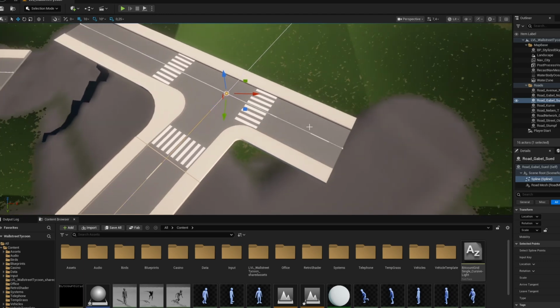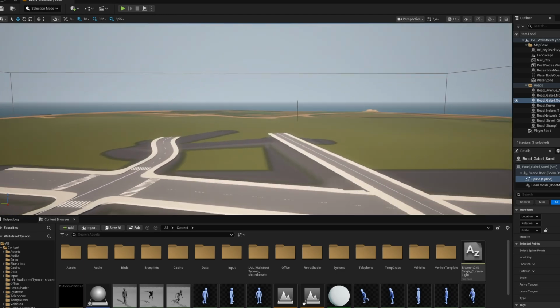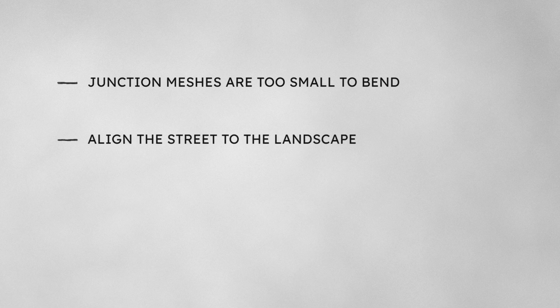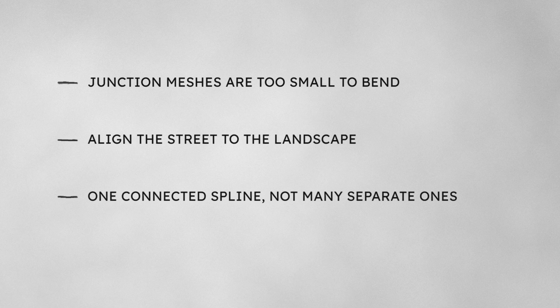So to sum up the learnings from that approach, first, the junction meshes are too small to be bent correctly, the street should be aligned to the landscape, and the splines should not be disconnected from each other. The whole road network should be one spline which is simply connected to each other.